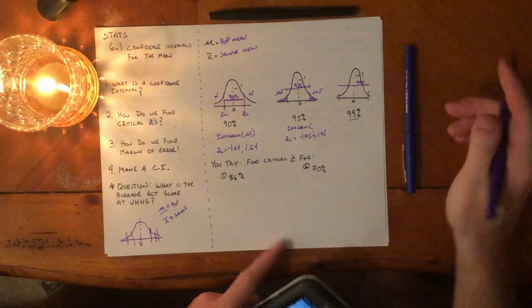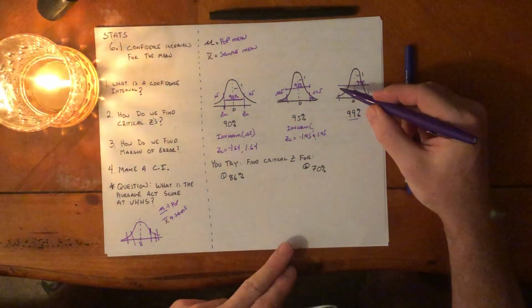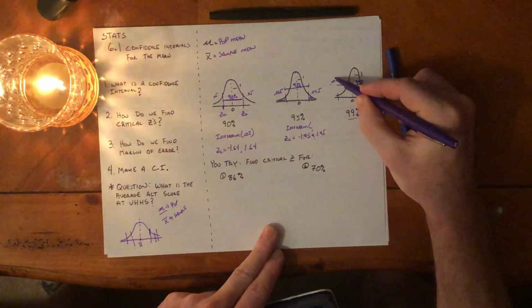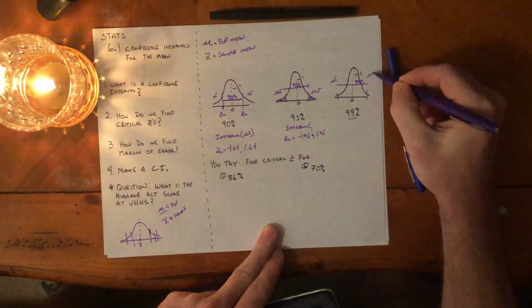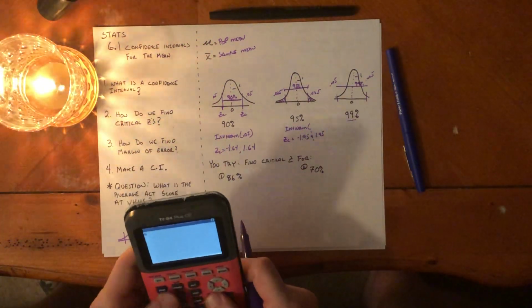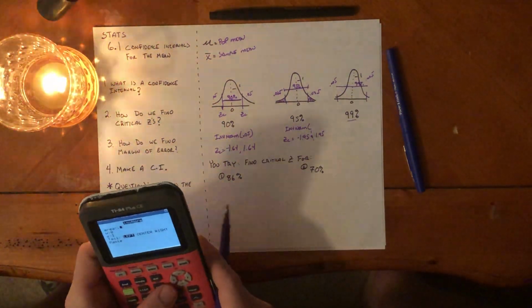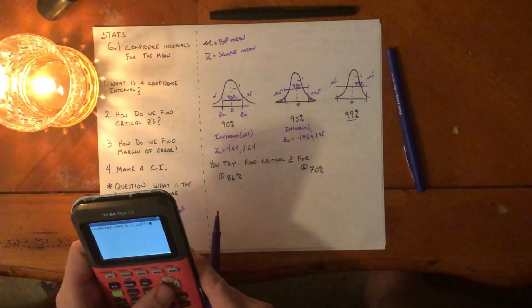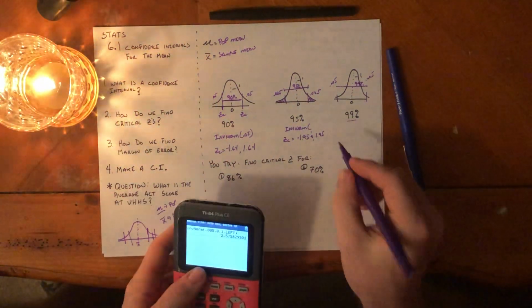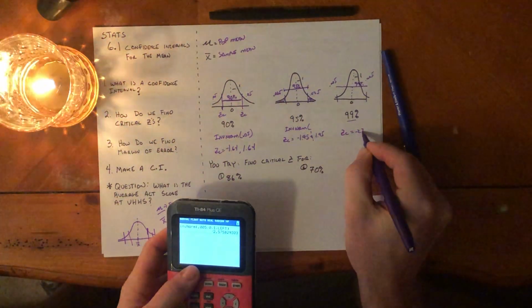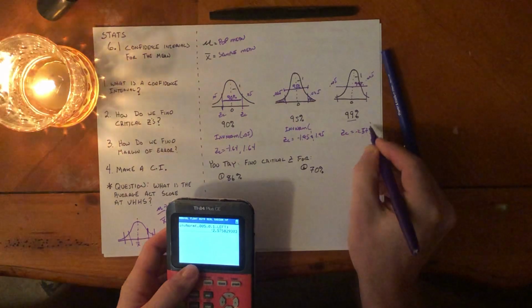99%, so think about it. That means I have 1%, 0.01 between here and here, so that's going to be 0.005 and 0.005. You do 0.01 divided by 2. So I go invert norm, 0.005, mean 0, standard deviation 1, tail going to the left, and I get negative. So Z critical here is going to be negative 2.57 and positive 2.57.